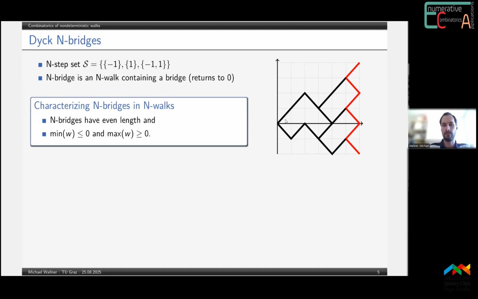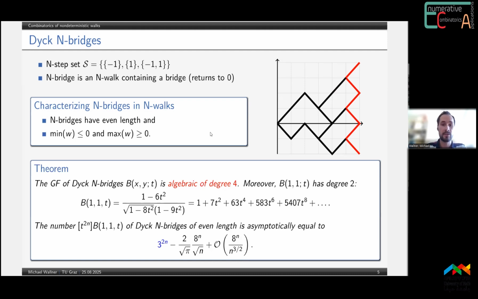And what you can get, if you think a little bit about that, of course, an n bridge has to have even length. That's pretty obvious because at odd lengths, they cannot reach the x-axis again. And the minimum has to be less than or equal to 0 and the max bigger than or equal to 0. And that's actually already a characterization. And from that, you get the theorem for dig n bridges. So they are algebraic of degree 4.